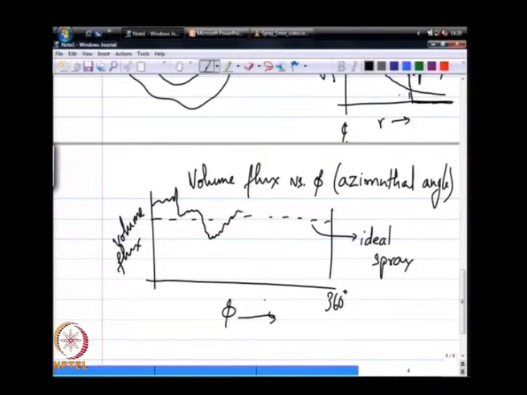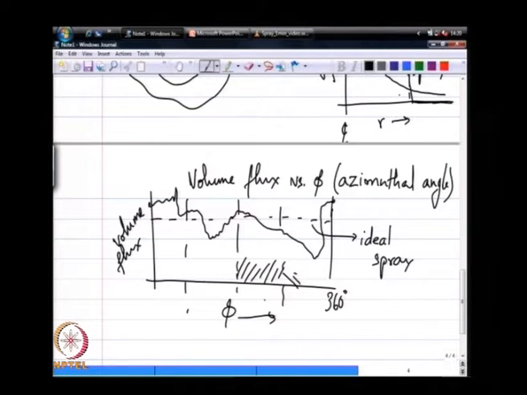But in reality I could get something that is slightly different. This point and this point have the same volume flux, essentially because of circular symmetry. But say this is my real spray. If I now divide this into 4 quadrants, I have somehow more flowing through this quadrant and less flowing through the other quadrant. I have a higher volume flux in one quadrant in relation to the other.